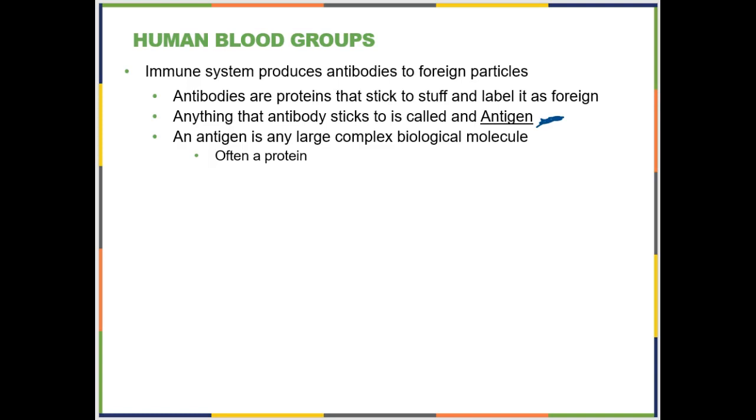So your immune system produces antibodies. They are proteins that stick to stuff that's not supposed to be there and label it as foreign. The thing that an antibody sticks to is called an antigen. So the definition of antigen is a functional one. It doesn't matter whether it's a carbohydrate, a protein, or some mixture of the two like cartilage. Anything an antibody sticks to is called an antigen, and this is going to become important later.